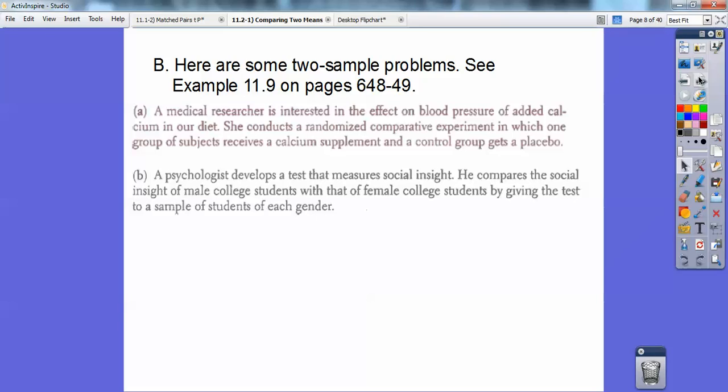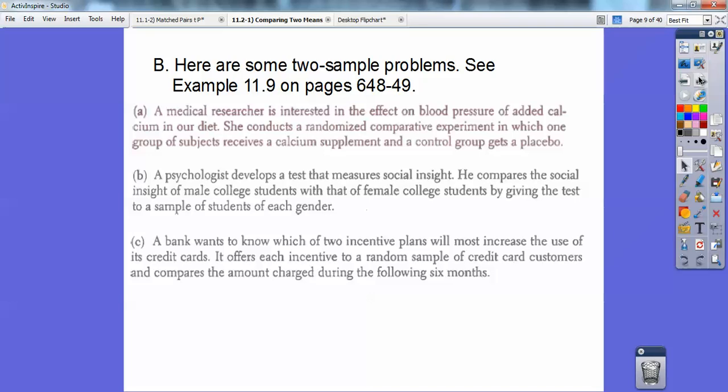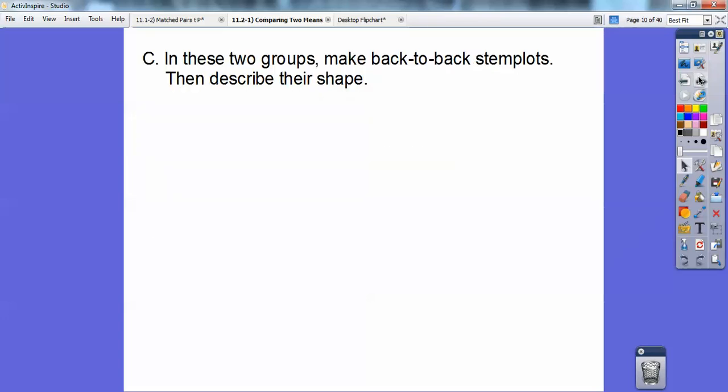Here's another example. A psychologist develops a test that measures social insight. He compares the social insight of male college students with that of female college students by giving the test to a sample of students in each gender. So he's not subtracting them, he's comparing two different things. A bank wants to know which of two incentive plans will most increase the use of its credit cards. It offers each incentive to a random sample of credit card customers and compares the amount charged during the following 6 months. Those are all two-sample problems.